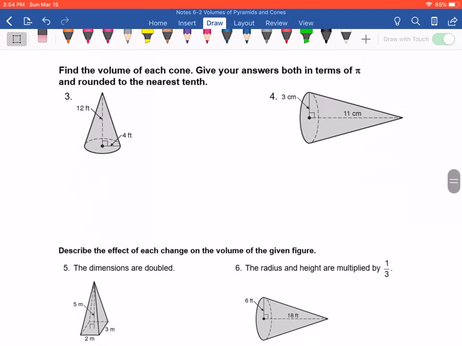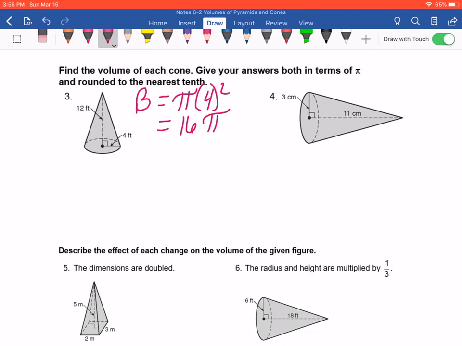All right, let's take a look at number 3. With example number 3, we're asked to find the volume of each cone. We want to give our answers both in terms of pi and rounded to the nearest tenth. So once again, first thing we want to do is find the area of our base. The area of our base is pi r squared, which gives us 16 pi, obviously feet squared.